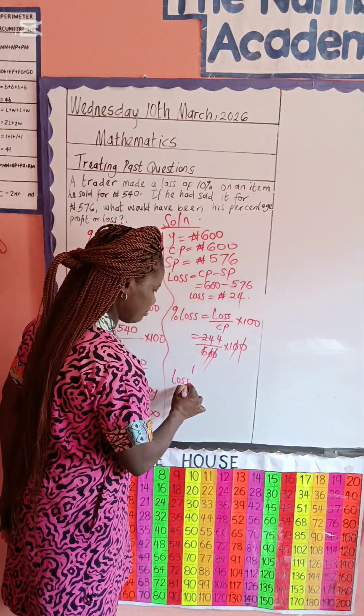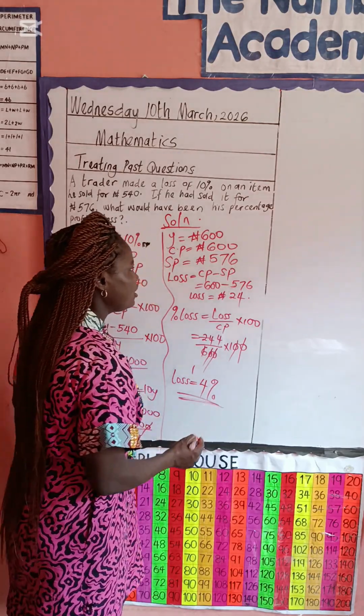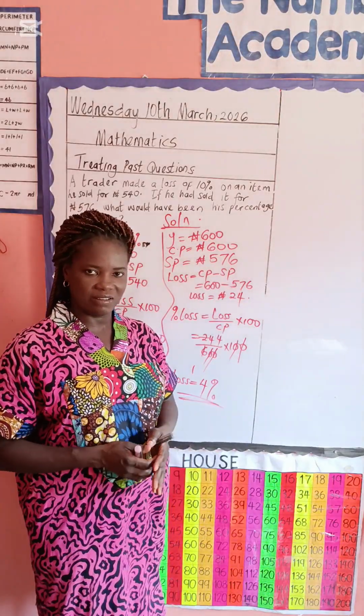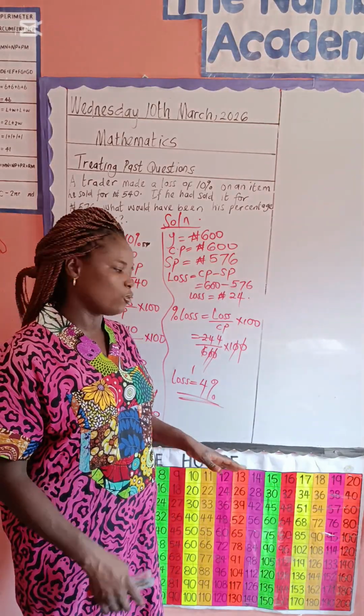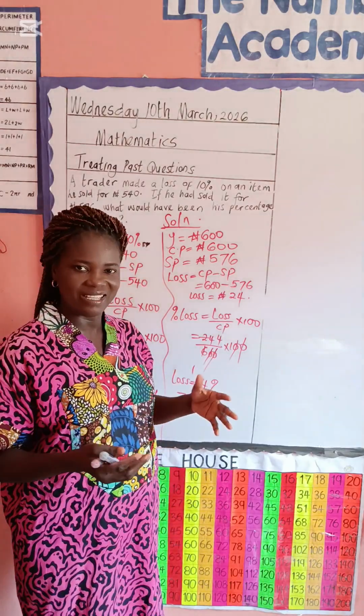So this businessman made a loss of 4%, which means that if he sold it for 576 naira, he would have still made a loss of 4%, which is even better than the loss of 10% he made earlier.